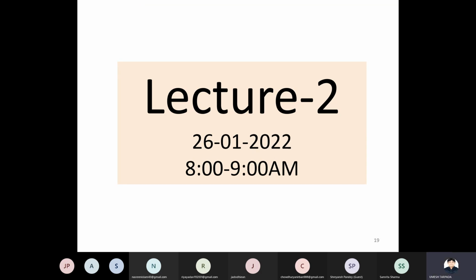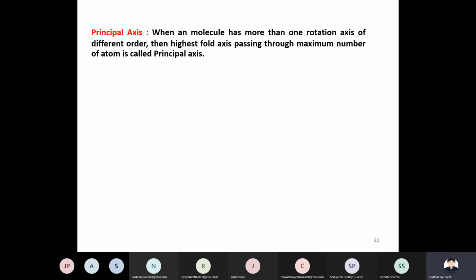So in today's lecture we are going to continue with that rotation axis. You know very well, a rotation axis is nothing but an imaginary line about which you can give rotation to the molecule, and then you will get an equivalent structure. So that we call a rotation axis.